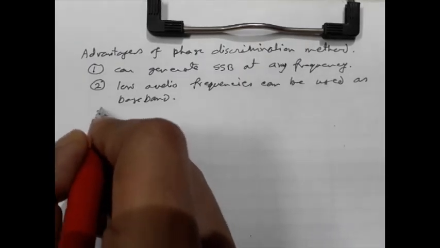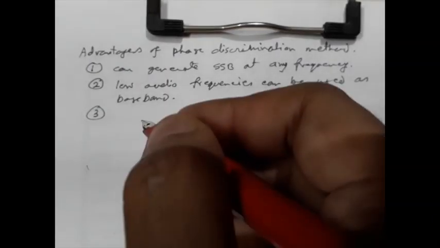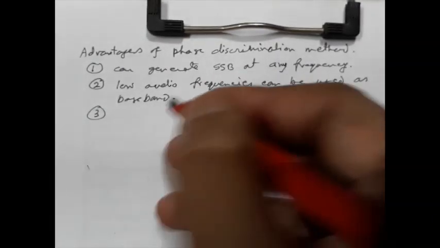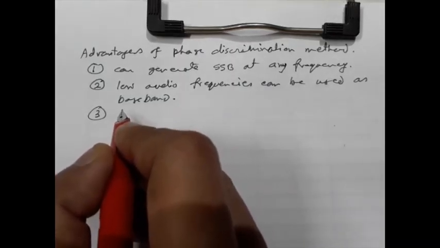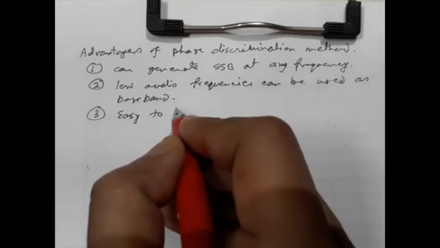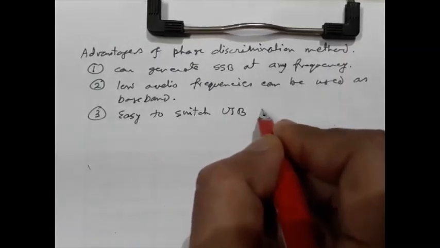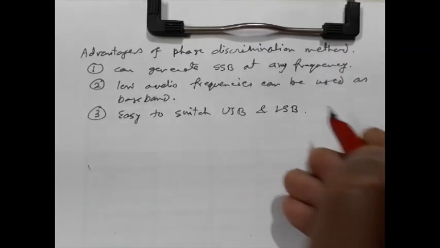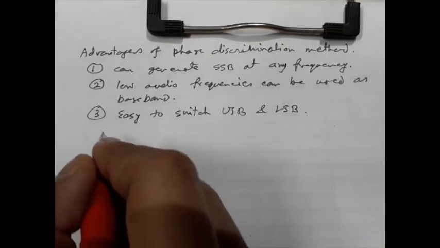And third point, it is very easy to switch from one sideband to other just by changing from adder to subtractor. We can switch the upper sideband and lower sideband. So it is easy to switch upper sideband and lower sideband. So these are the advantages, but there are certain disadvantages as well.